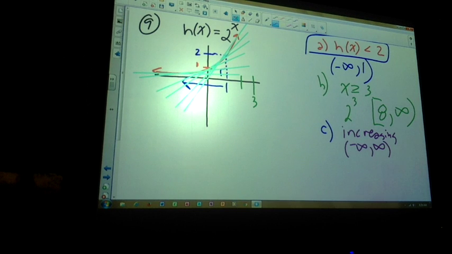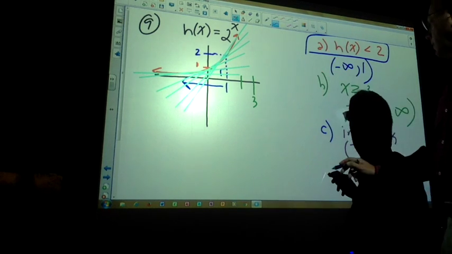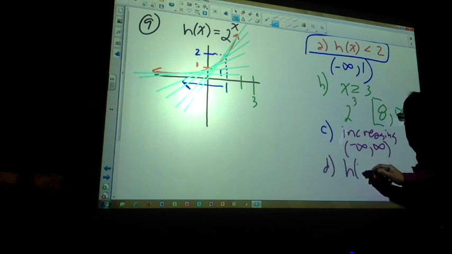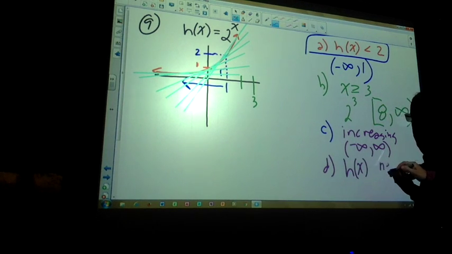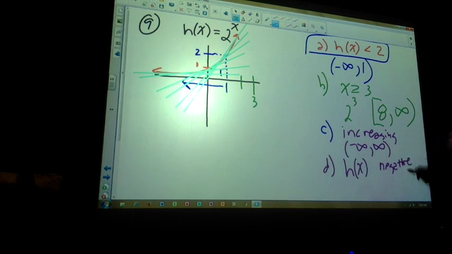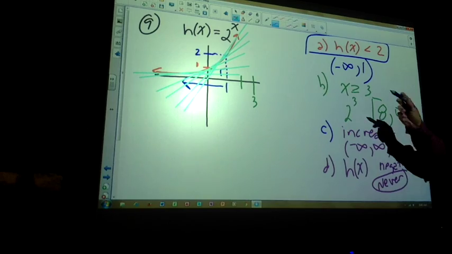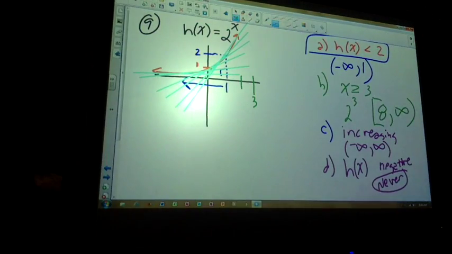For what values is h of x negative? H of x negative. Will my red graph that now is covered up with my bluish aqua colored lines ever go underneath the x-axis? No. Will it ever be negative? It will never be negative. Okay? I can plug negative values in on the x direction, but that's not going to give me a negative y value ever. Okay?